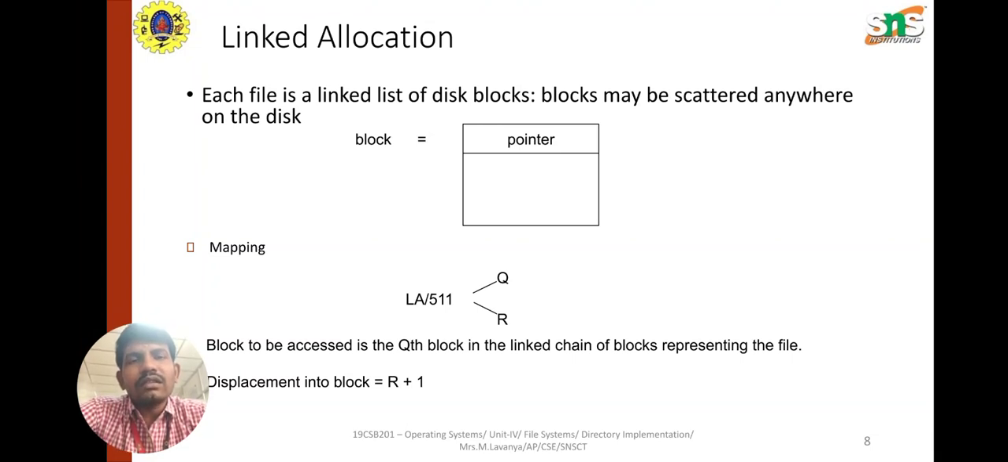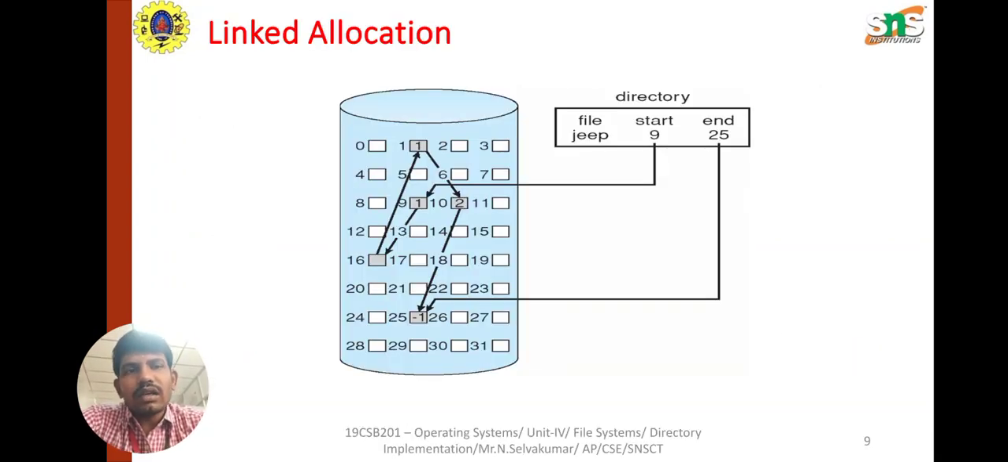In linked allocation, each file is a linked list of disk blocks. Blocks may be scattered anywhere on the disk. For example, the block size equals the pointer size, and the mapping is Q and R. The block to be accessed is the Qth block in the linked chain of blocks, and the displacement into the block is R plus 1. This is the linked directory. We have a file start and end. For example, jeep is a file name, it starts at 9 and ends at 25. We have to link all the necessary blocks of the file. This is linked allocation.